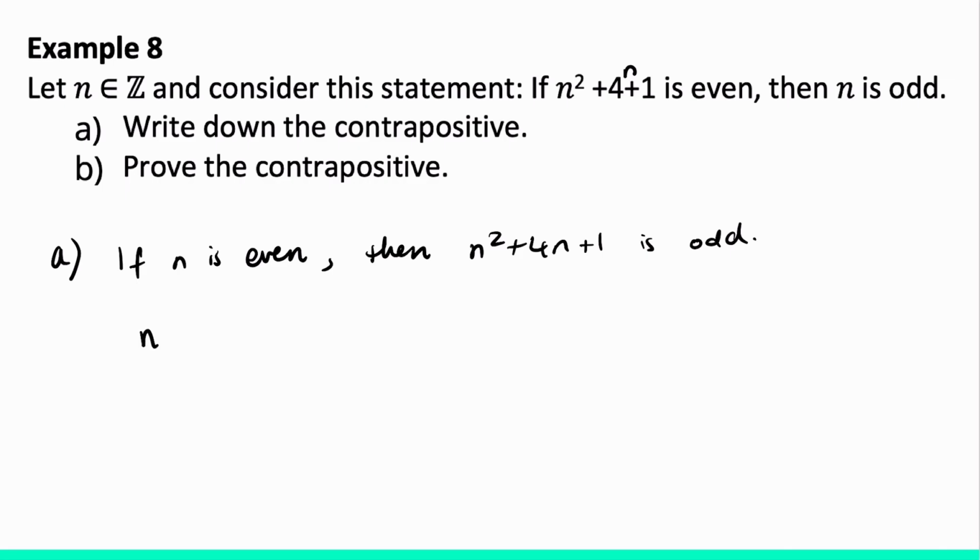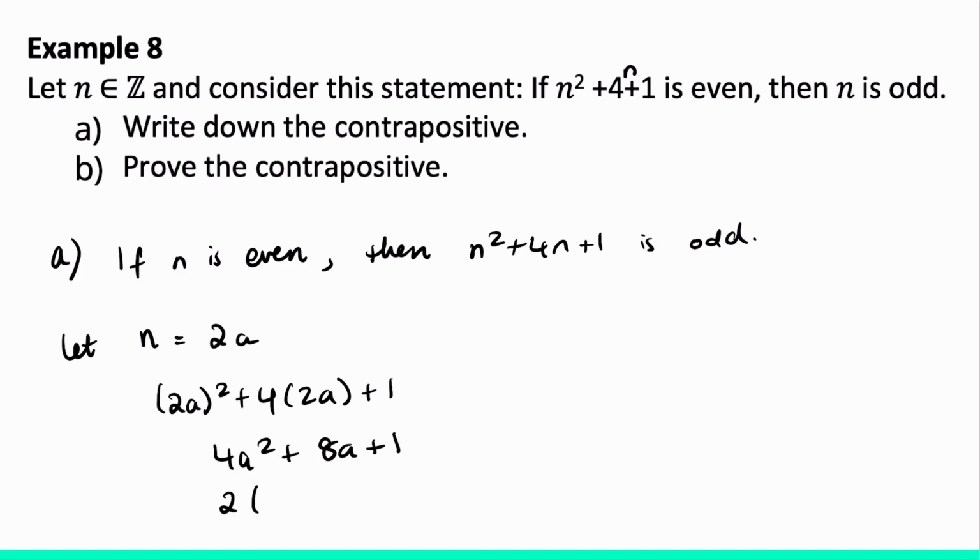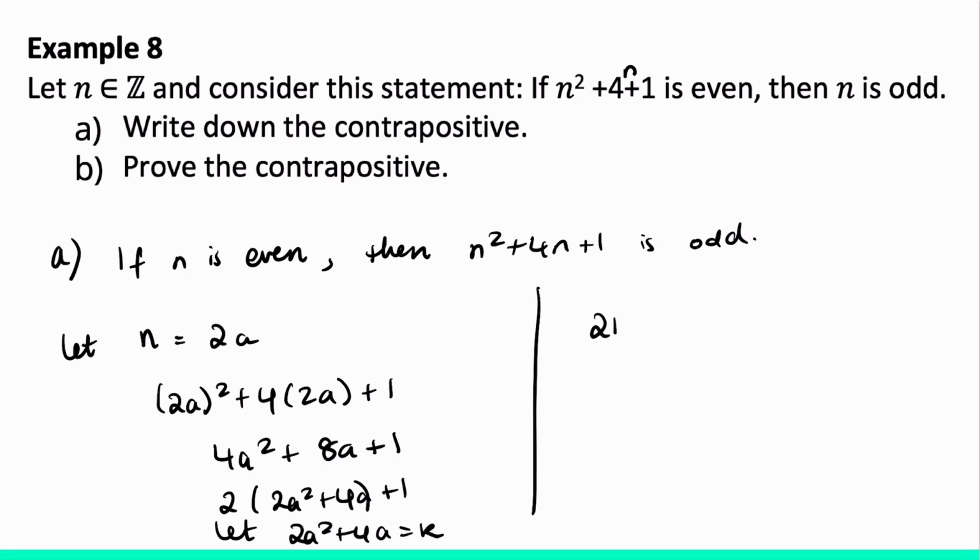So let's go ahead. If n is even, we're going to let n equal 2a, then this second statement must be odd. So let's go ahead and substitute that in. So that'll be 4a squared plus 8a plus 1. Again, I'm going to factorize 2 out. So I end up with 2 times 2a squared plus 4a, plus 1. And I'm going to let 2a squared plus 4a equal k. So therefore, I end up with 2k plus 1, which we know is odd. So because n squared plus 4n plus 1 is odd, that means the contrapositive statement is true. Therefore, the original statement is likewise true.